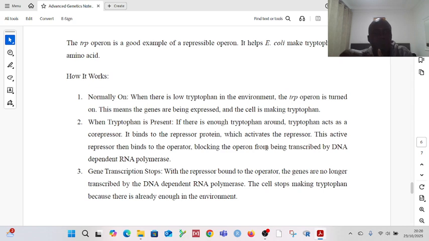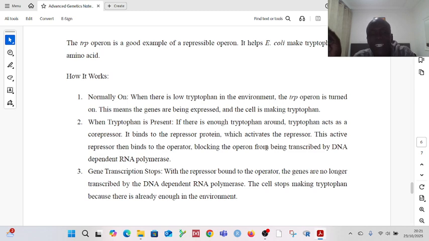Okay? So it means the presence of tryptophan, because tryptophan is already there, there is no need to make more. But how does it work so that the bacteria cannot make tryptophan when it is not actually needed? That tryptophan stops the operon by binding to the repressor. Once it has bound to the repressor, it activates that repressor protein.